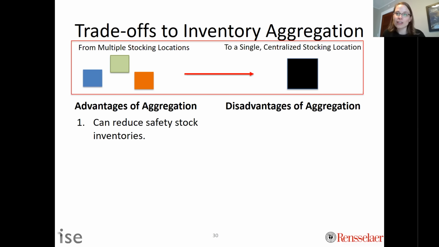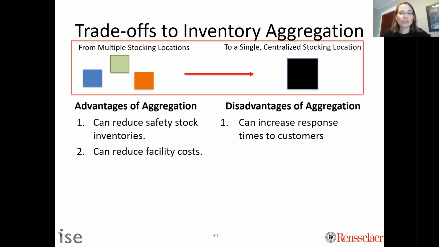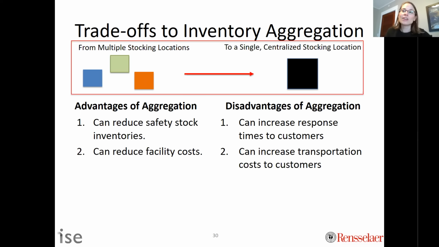From an advantage side, we've seen before in the other videos how it can reduce safety stock inventories. And it can also reduce facility costs. Those are the pros. The cons are that it can increase response time to customers, which is a big deal in today's supply chain environments. When we want things fast, in a day or 2-day delivery, response time is huge. It also can increase transportation costs to the customers because you're usually further away. You have a longer, what they call last leg to your customers, which increases transportation costs.